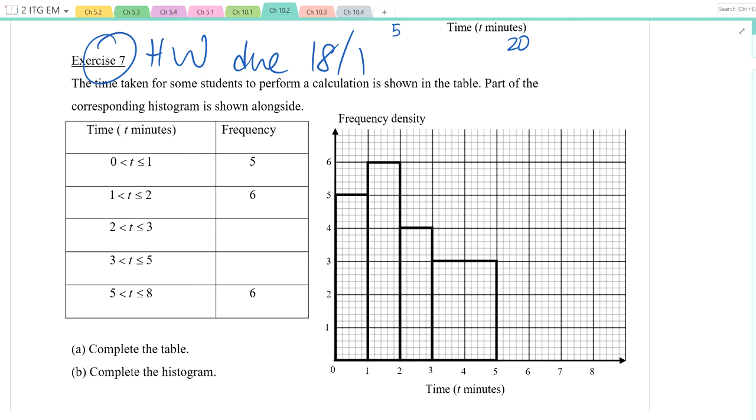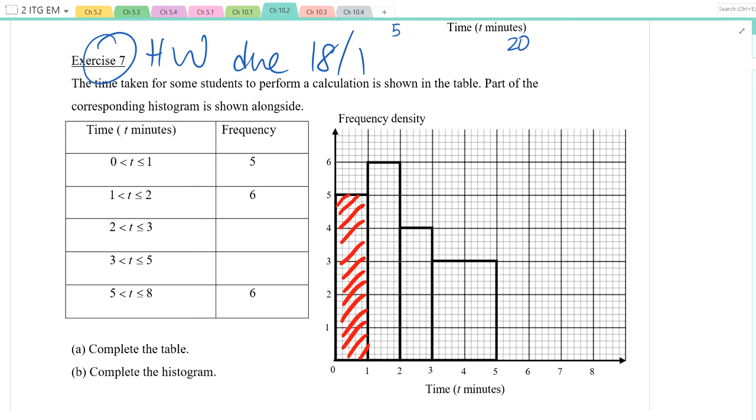Find out what the frequencies are. Okay, for the first one, from the time 0 to 1, this is a frequency density graph. In order to find the frequency, I need to take the density multiplied by the class width. What is the density from the graph? Simple question. What's the density from the graph?